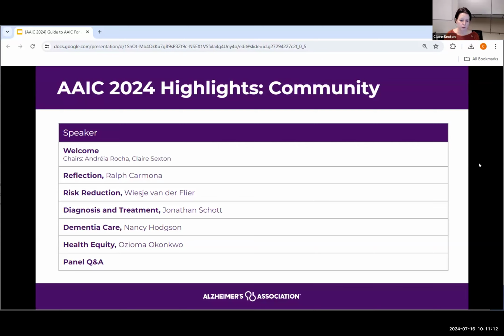And then we'll be hearing from, firstly, Visha van der Vleer, who's a professor in the Netherlands, who'll be talking about what's been shown with regards to risk reduction studies, what factors are important, and what we have been hearing at AAIC about those advancements. Then Jonathan Schott from University College London in the UK will talk about what advances in diagnosis and treatment we have been hearing. Nancy Hodgson from the US will be talking on dementia care. And then Ozioma Okonkwo will be talking about health equity.